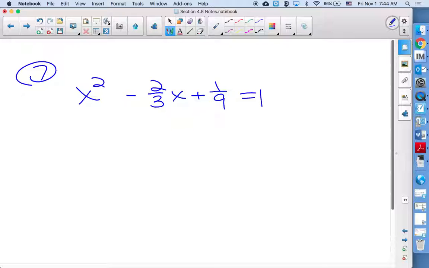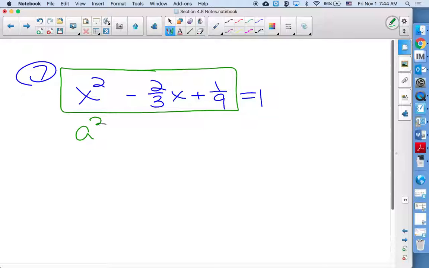Alright, so the directions for 1 through 9 odd want you to solve the equation by finding square roots. So if I'm finding square roots, this first part is a perfect square trinomial. This is in that pattern that I can factor. So I have x squared, which is a perfect square. In the back we have 1/9, which also is a perfect square.